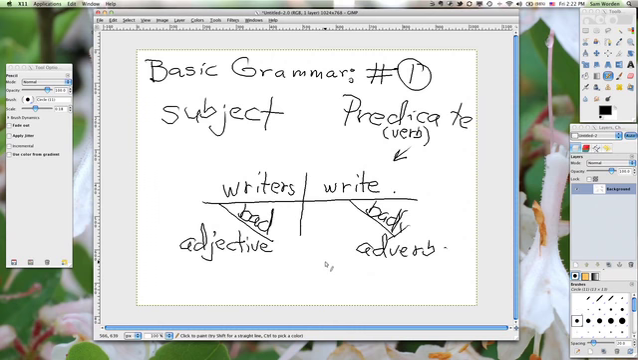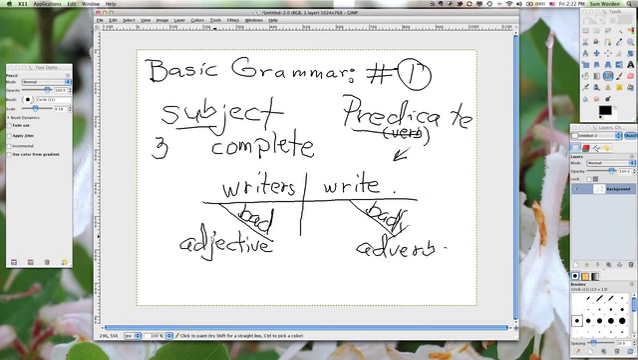So let's just review what we've got. A basic sentence has three things: subject, predicate, and complete thought. Oh, come on. Well, you know what I'm saying. Those are the three things every sentence must have.